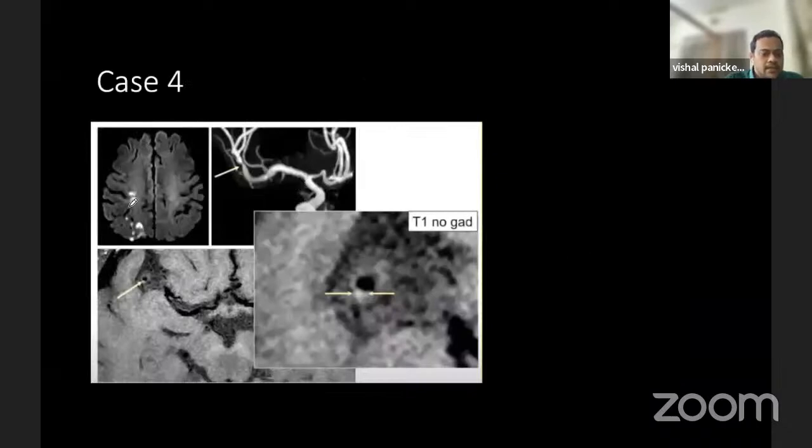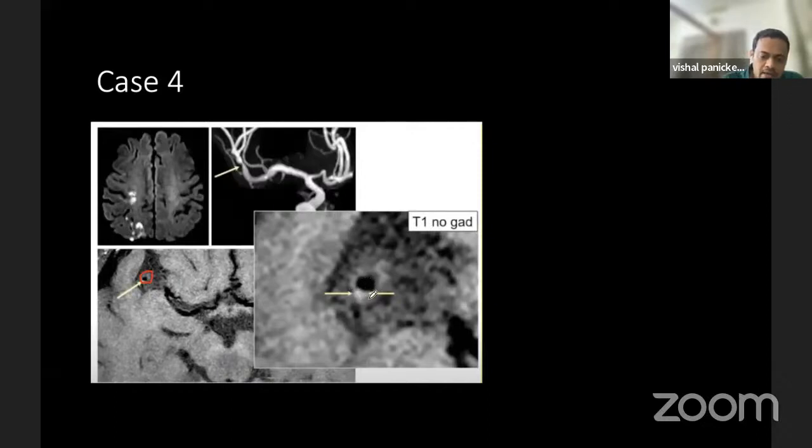This is another case showing a watershed infarct along the right MCA territory, and the angio showing a stenosis of the vessel along the M1 segment. This is the MR vessel wall imaging showing an eccentric vessel wall thickening with luminal narrowing. And here there is a T1 hyperintensity in non-gadolinium enhanced imaging.